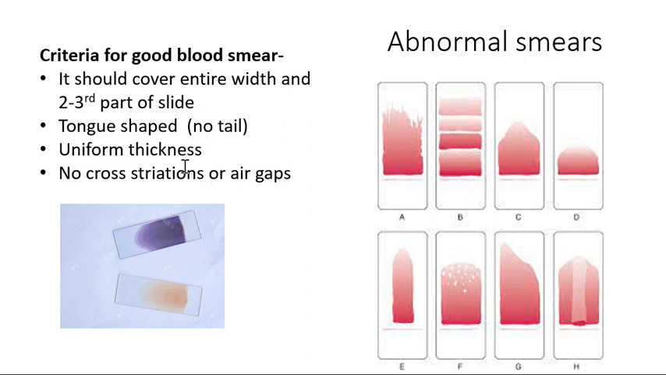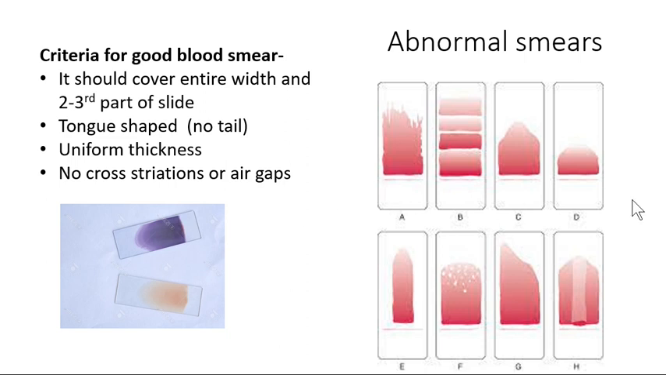It should be of uniform thickness, one cell layer thick. It should not be too thick or too thin. Okay, no cross striations, horizontal or vertical. Every type of cross striation should not be there, and no air gaps. So such a smear you can see, this is a good blood smear. Here this is a smear which you will be forming, and this is the same smear after staining. Okay, now what is this staining about?